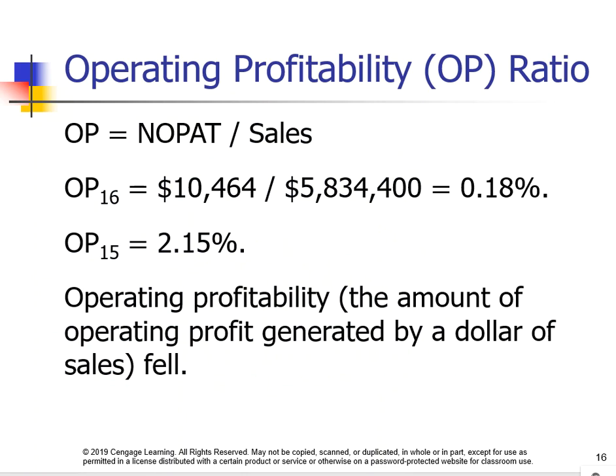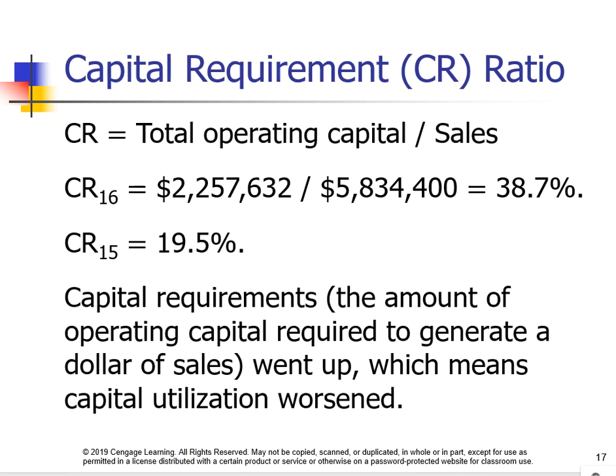So we can look at various measures of profitability. One is the operating profitability ratio, and that's simply NOPAT divided by sales. In your last class, you probably looked at profit margin. This is similar to profit margin, but we're just looking at the operating numerator, okay? So their operating profitability went from 2.5% in 2015 to 0.18% in 2016, okay? So expenses were up, and the operating profit margin fell.